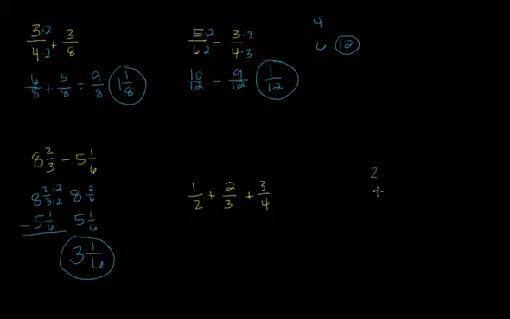2, 3, 4. Does 2 go into 3? No. So let's go up to 8. Does 2 go into 8? Yes. Does 3 go into 8? No. So we have to go up another one. Does 2 go into 12? Yes. Does 3 go into 12? Yes. And 4 obviously goes into 12. So our LCM is 12.